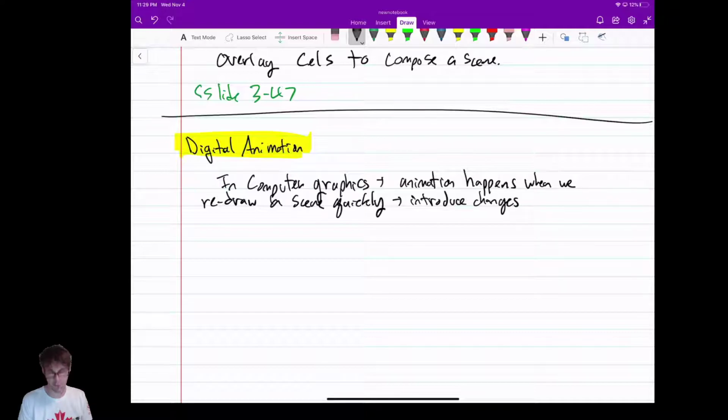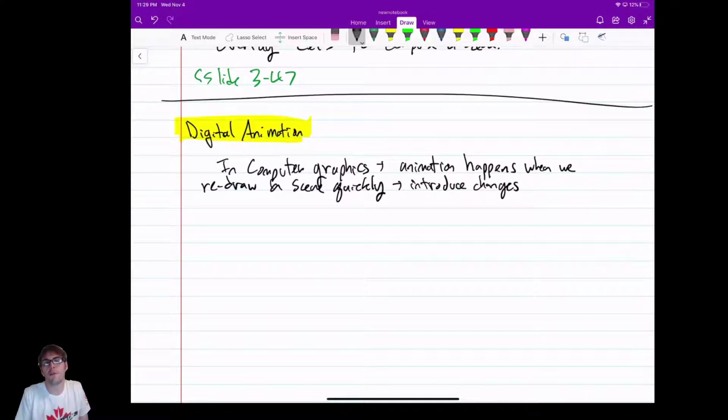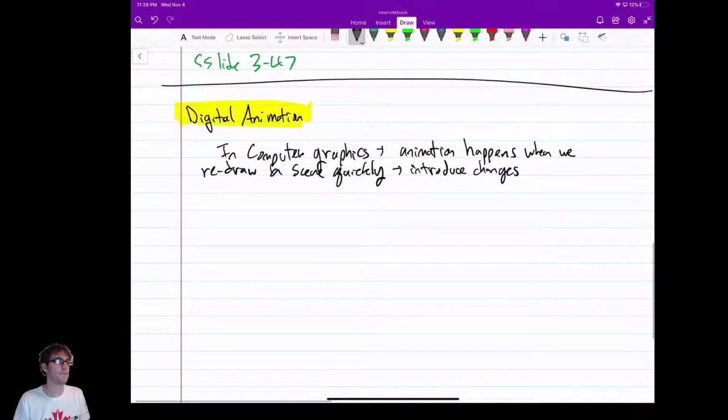So we saw that in the previous example. I draw this circle at a new location, I draw it at a new location, and it looks like it's moving across the scene, even though it's not moving across the scene, right? You're just drawing at different locations.